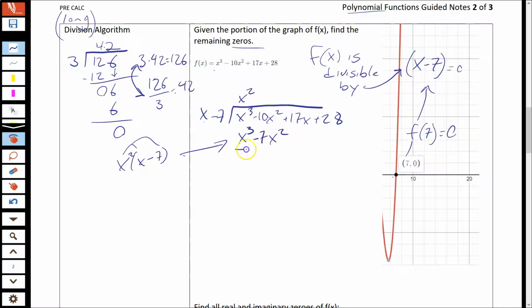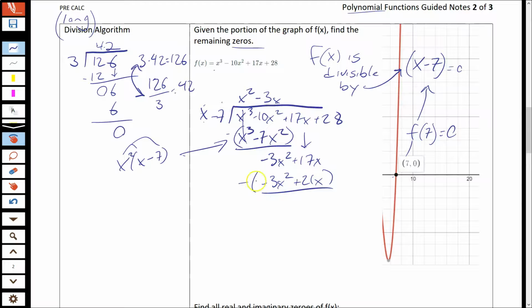Boom, boom. And then I subtract. And watch your signs here. So I distribute my negative. These cancel. And I'm left with negative 10 plus 7, which is negative 3x squared. And then I'm going to bring down the 17x. And I need to think what times x gives me negative 3x squared, and the answer to that is negative 3x. And then same thing, I distribute to both of them. So I get negative 3x squared plus 21x. And again, I subtract.